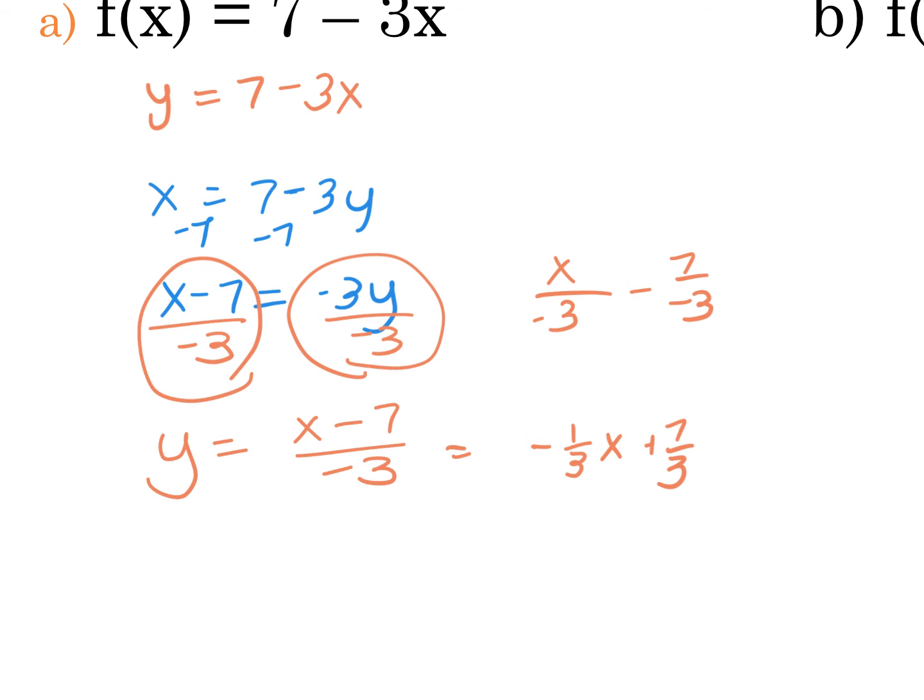Where'd you get the negative? You can't split this. Like, I can't do that. That 3 goes with both. Oh, yeah. I see. Why wouldn't it be negative 1/3 x minus 7/3?